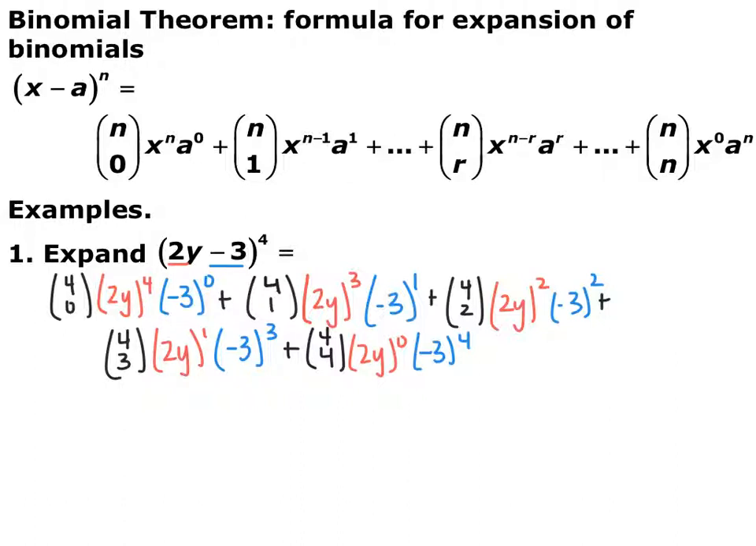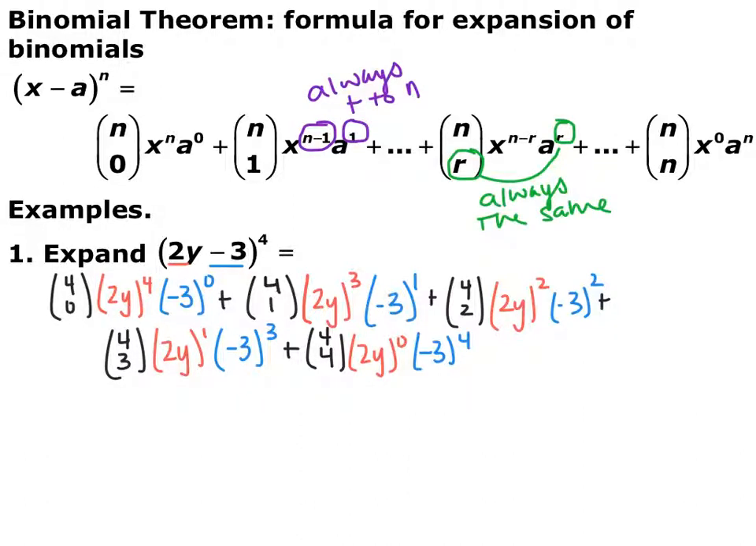And then it becomes plus 4 choose 1. 2y goes down by a power, so 2y to the 3rd power. Negative 3 goes up by a power, so negative 3 to the 1st. And then 4 choose 2 times (2y) squared times (−3) squared, plus 4 choose 3, (2y) to the 1st times (−3) to the 3rd, plus 4 choose 4, (2y) to the 0 power, (−3) to the 4th power.